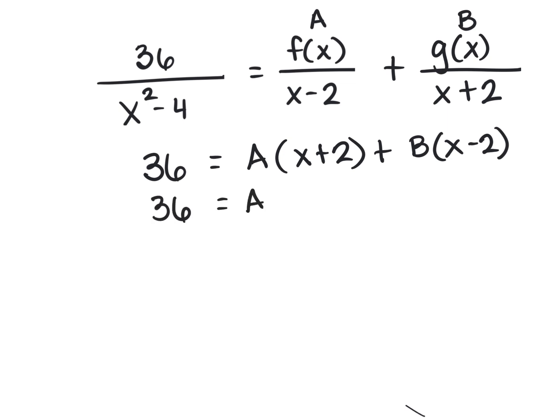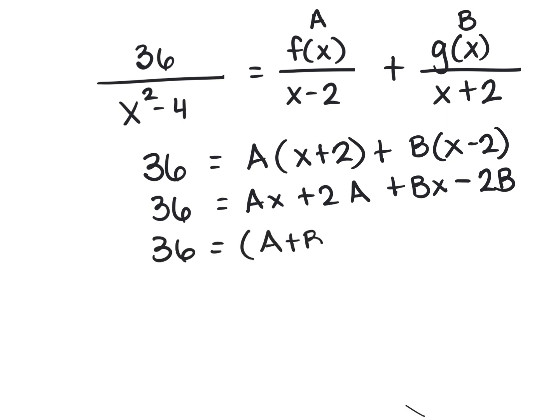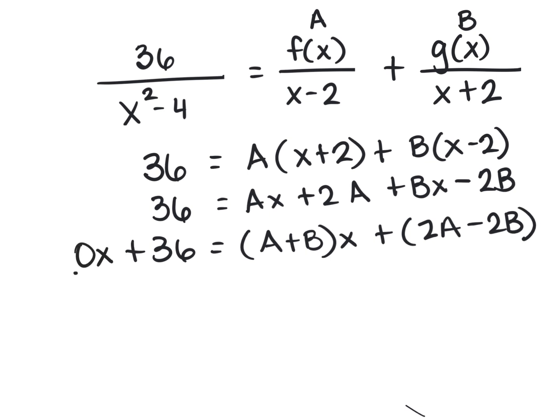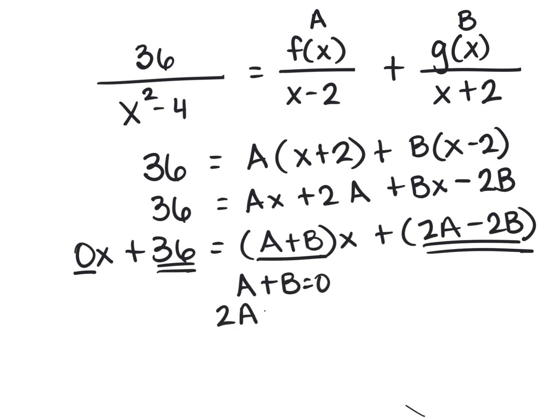We have ax plus 2a, and we have bx plus 2b, or excuse me, minus 2b. And then we collect our like terms. So we have a plus b will be the coefficient in front of x, and then 2a minus 2b is our constant. So just like before, this side does not have an x, so we put 0x, and this will be equal to that, and 36 will be equal to that. So this gives us our system of equations. A plus b is 0, and 2a minus 2b is equal to 36.